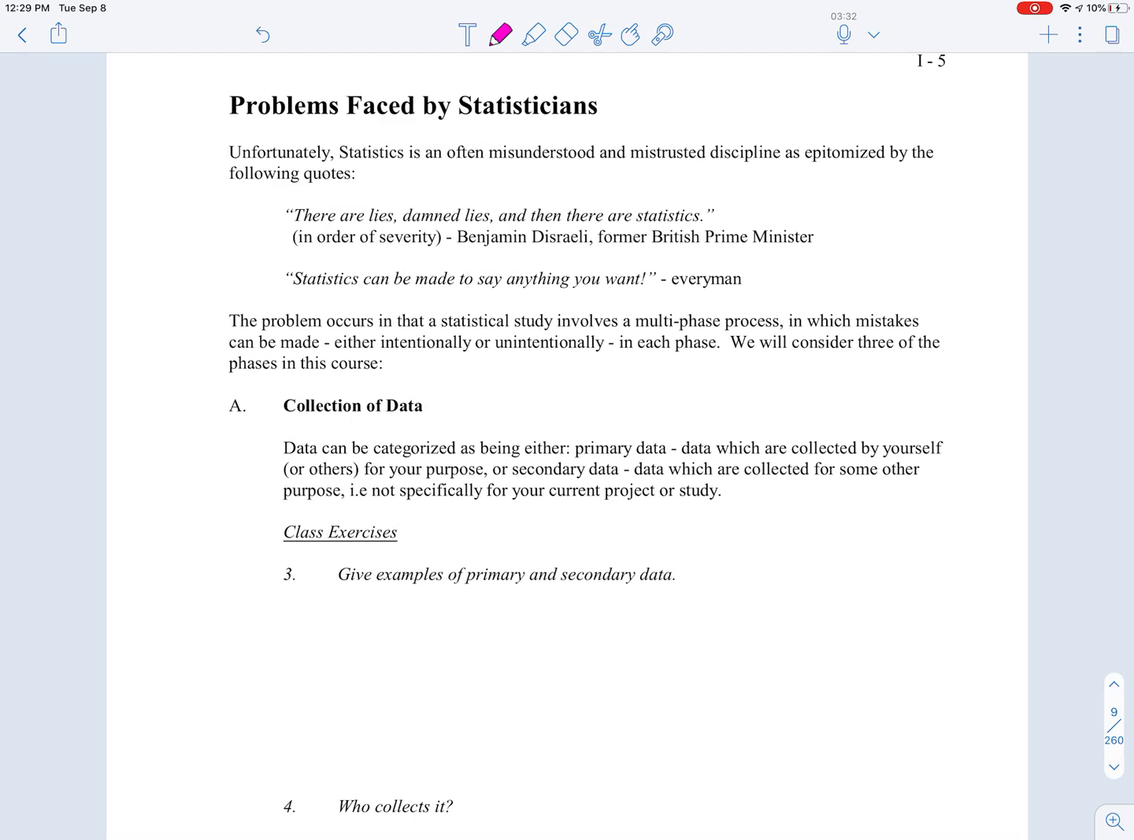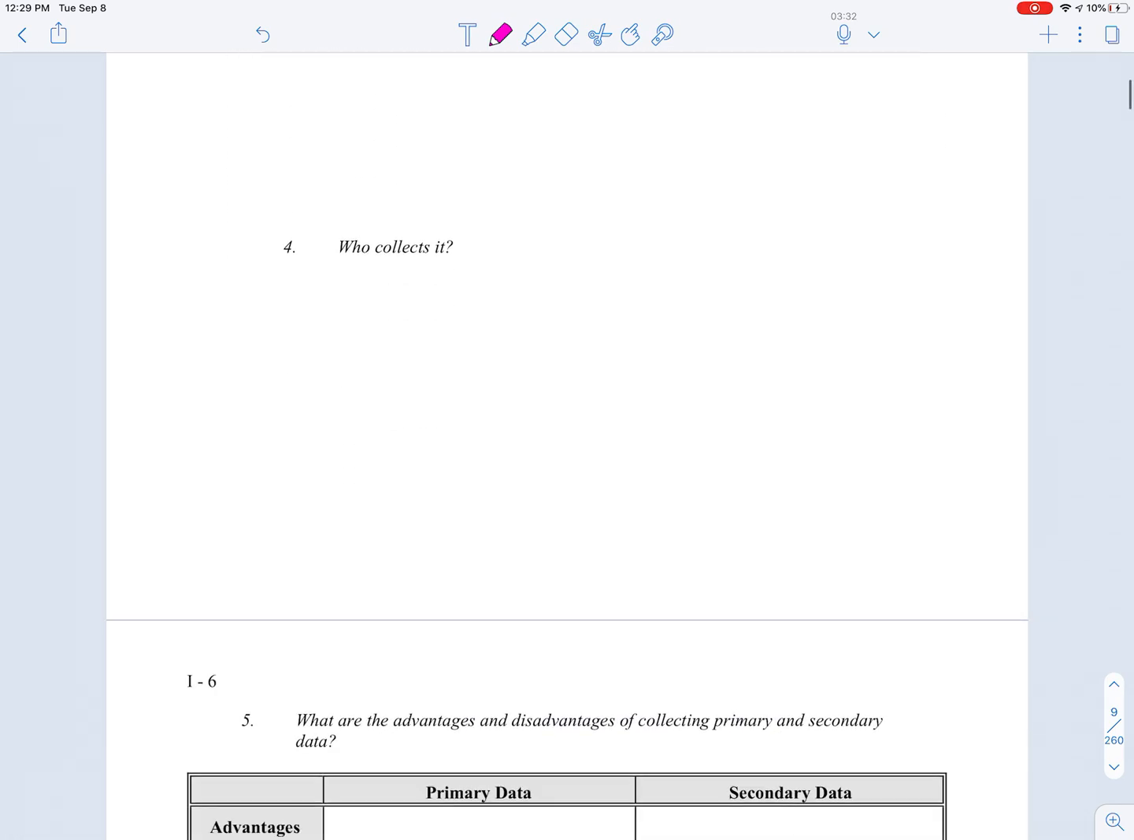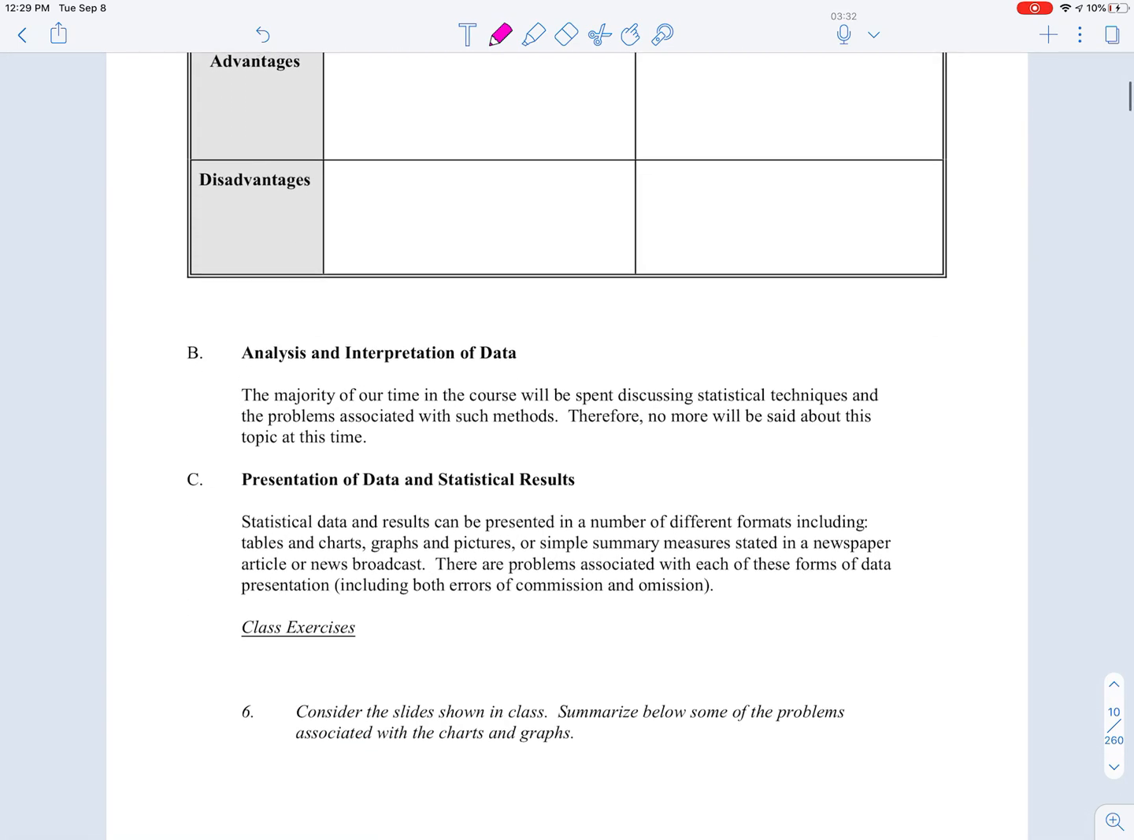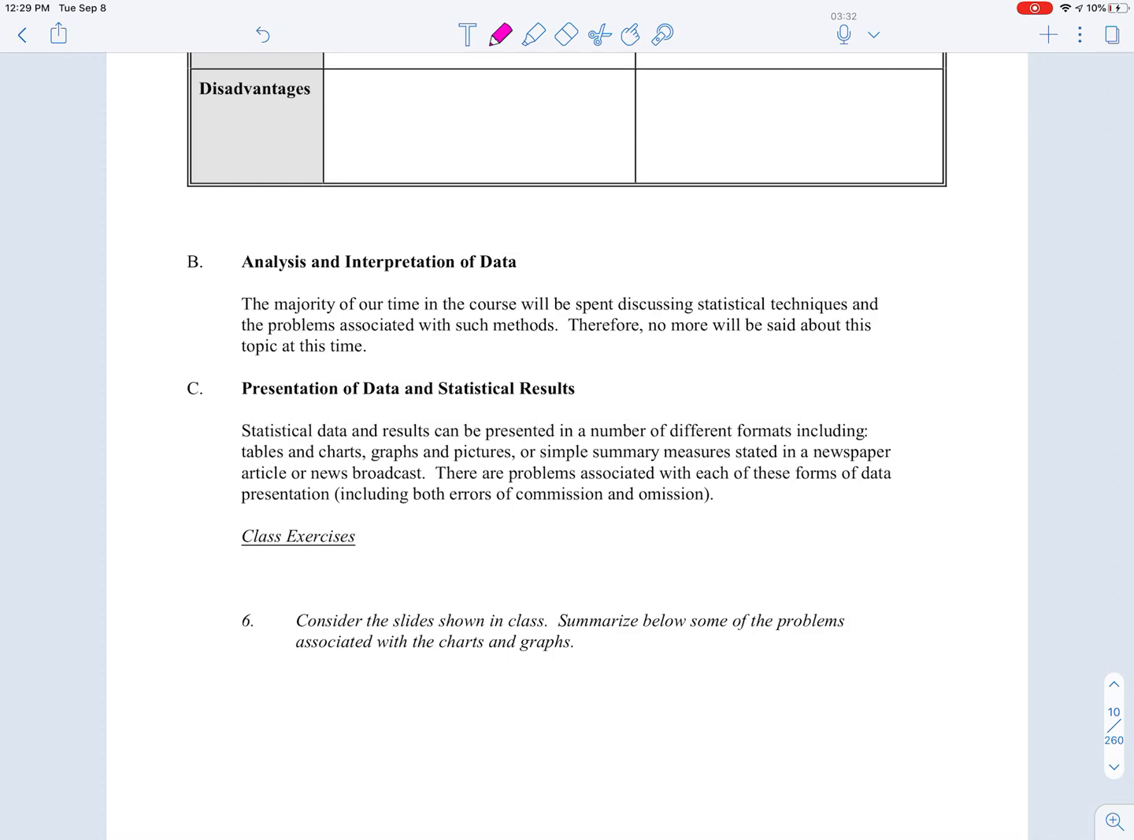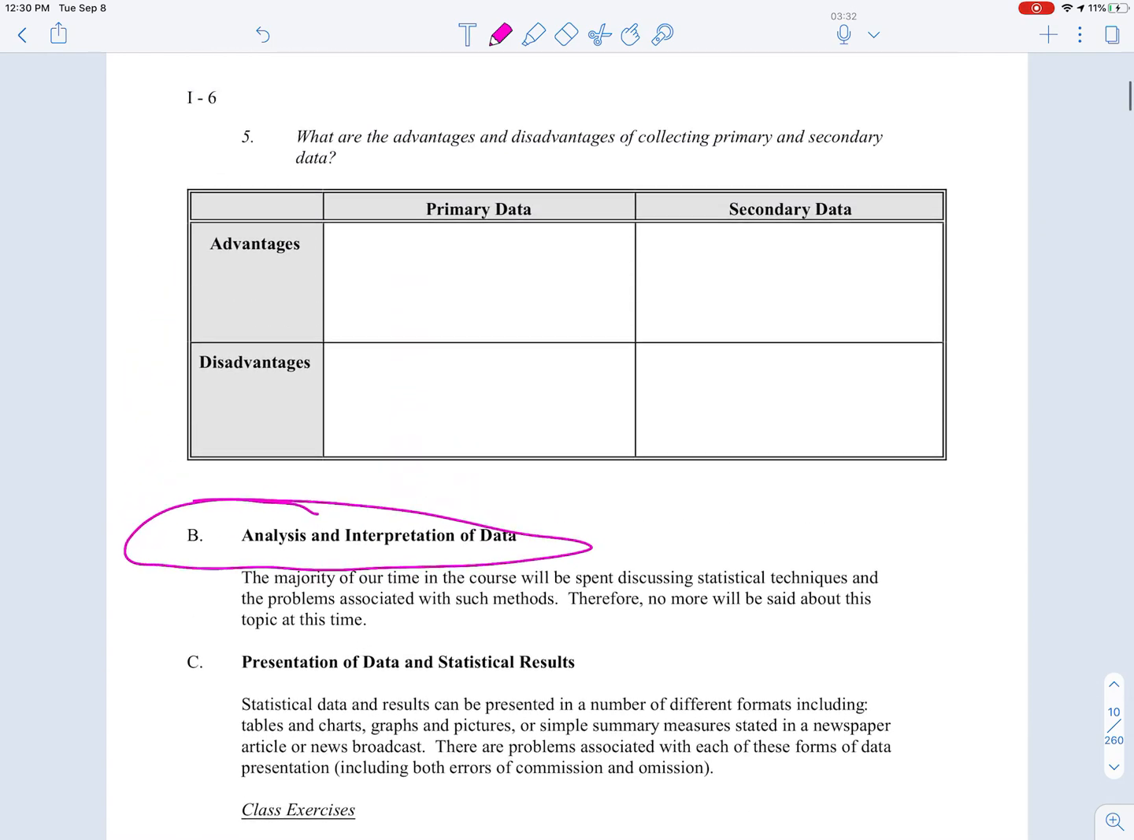There are three problems that statisticians are faced with. It's the collection of the data, and then, just showing where we're going here, the analysis and interpretation of the data, which actually is the guts of this course, so there's not more than a couple of lines here, and then the presentation of the data. We'll talk a little bit about that in our synchronous session.